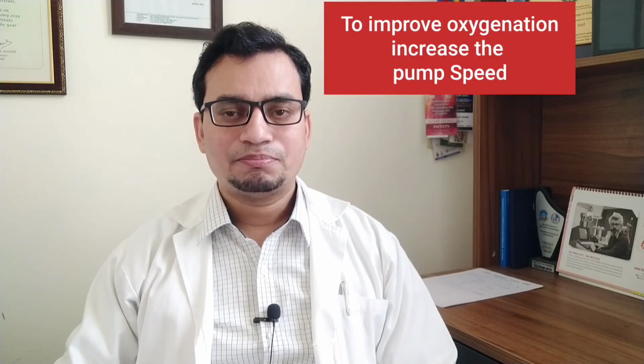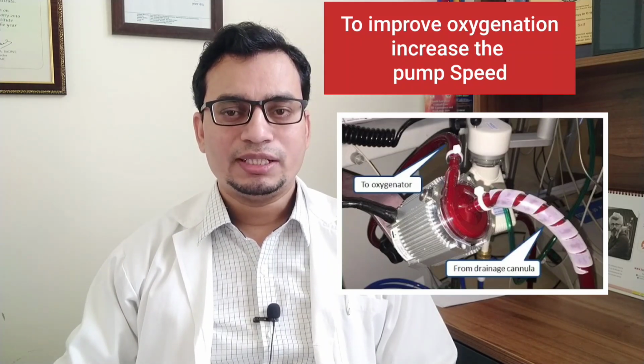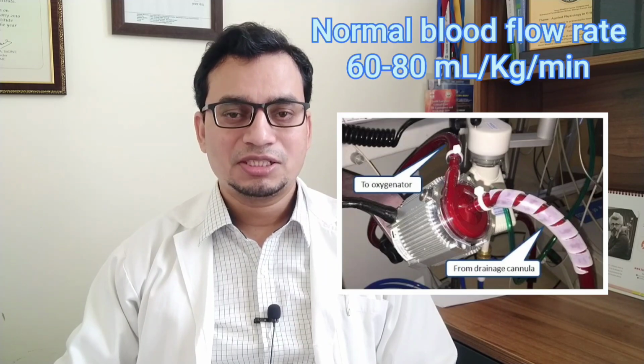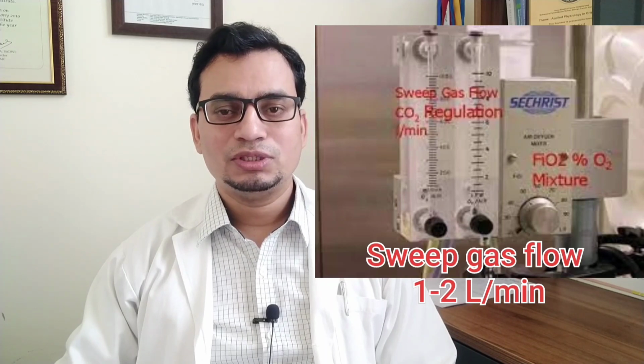If you want to increase the oxygenation, the blood flow rate, that is the pump speed of the oxygenator, has to be increased. The typical ECMO flow rates for an adult are between 60 to 80 ml per kg per minute. If you want to remove the carbon dioxide, the counter current flow of fresh gas has to be increased. The fresh gas flow, also known as the sweep gas flow, is maintained at 1 to 2 liters per minute.